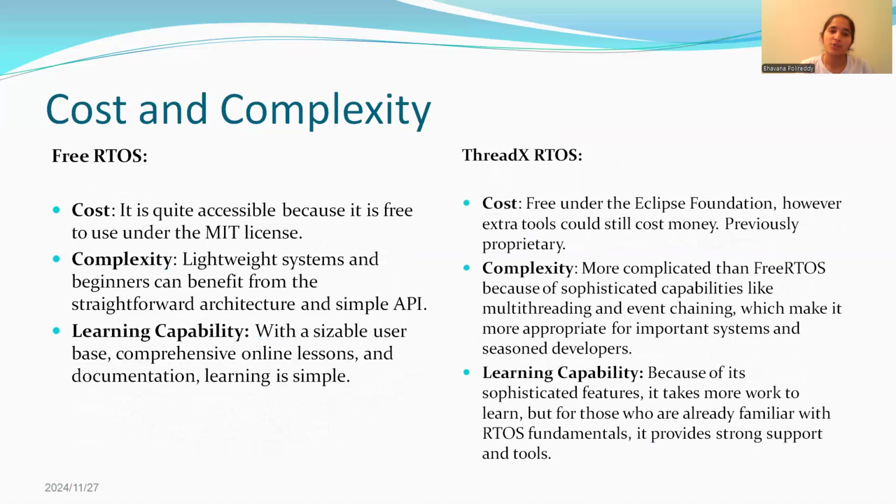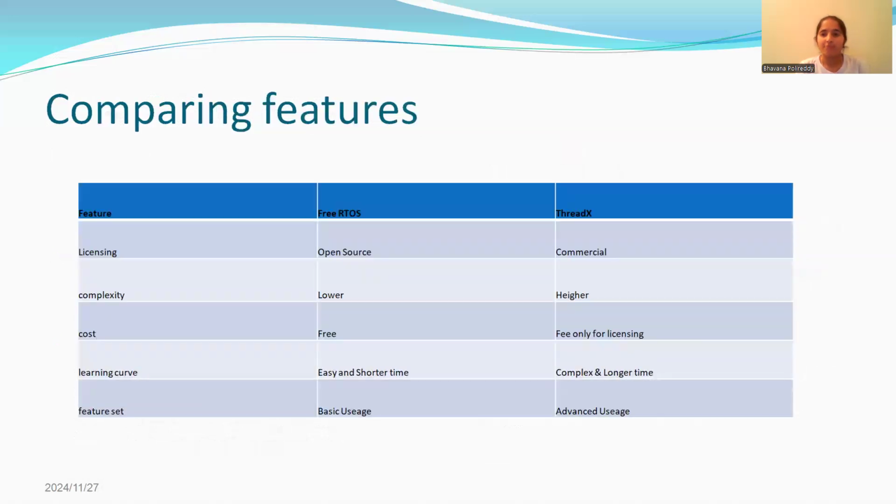Let's talk about the cost and complexity here. I have given it in the table for better understanding. For FreeRTOS, the licensing is open source. As I told you, it is open source and we can easily download it and use it. ThreadX is a commercial one and we have to pay a fee only for the licensing part. So I have included that in the cost section. The cost is free for FreeRTOS, and the cost is only for the licensing for ThreadX RTOS.